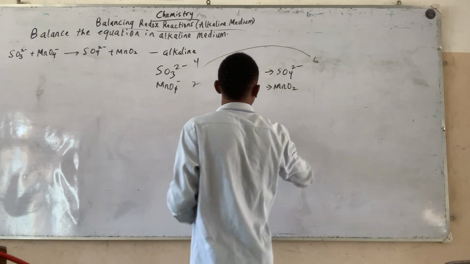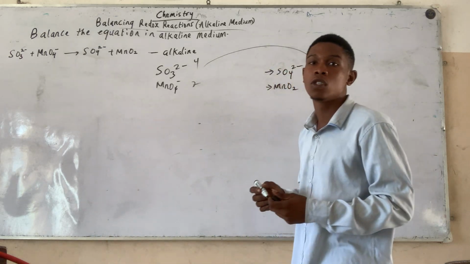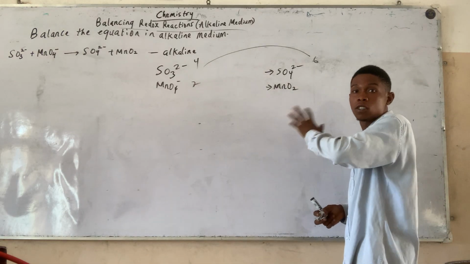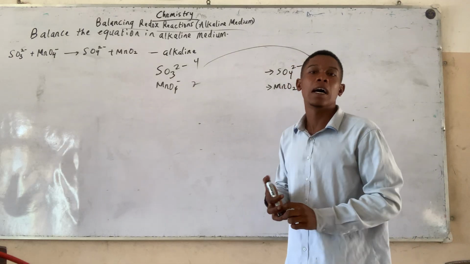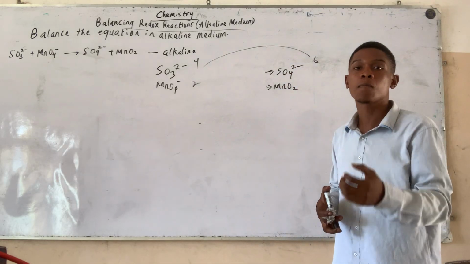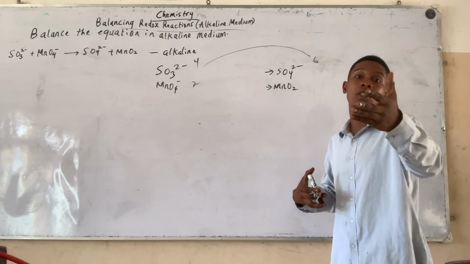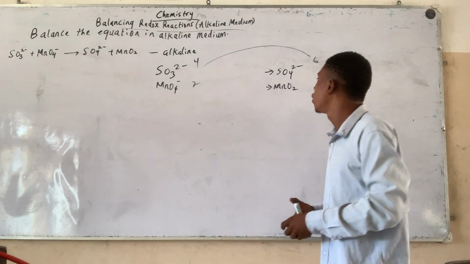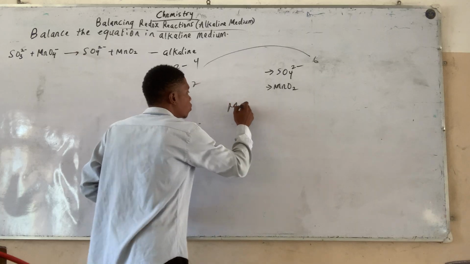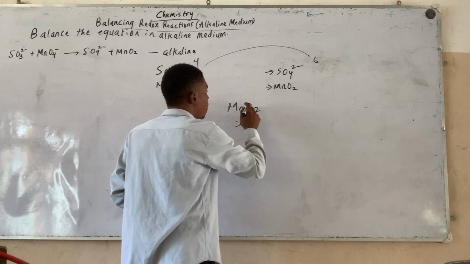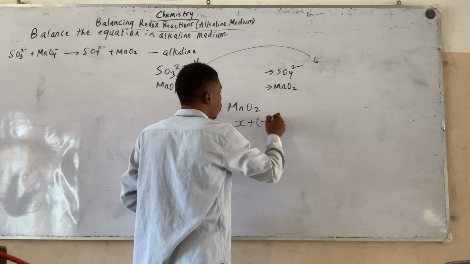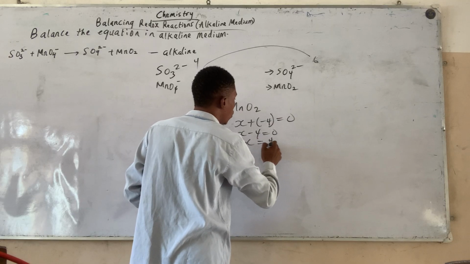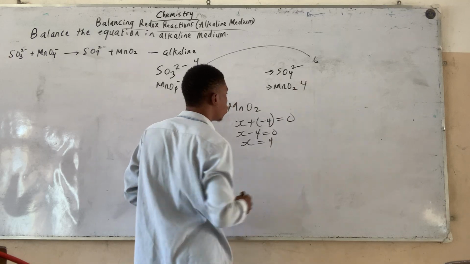Now, we also have MnO2 here. Now, MnO2 is not a complex ion. It is a compound on its own. It's a compound, it's not an ion. One of the rules of oxidation is that for a compound, the sum total of oxidation number will be equal to 0. So MnO2 we go this way. X plus -2 times 2, minus 4, equals 0. X minus 4 equals 0. X equals plus 4. We are having 4 here.